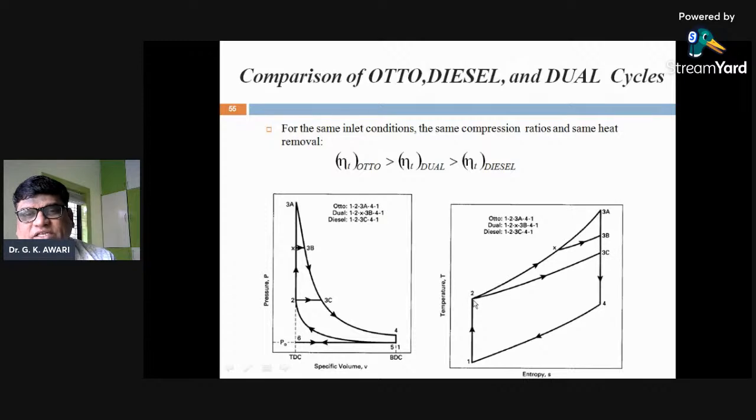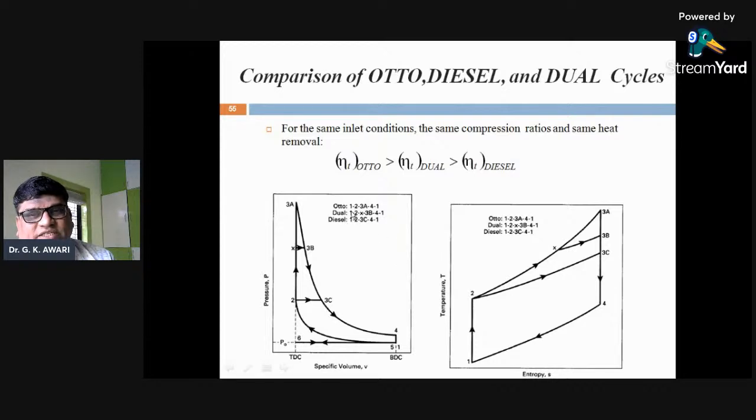So here the heat addition in the Otto cycle, that is 2 to 3a, you can see is more. In the diesel cycle it is less, and in the dual fuel cycle it is in between the diesel and Otto cycles, but it is carried out in two stages. That is, one is constant volume, and the other is constant pressure heat addition. So these are the differences between the Otto cycle, dual fuel cycle, and the diesel cycle.